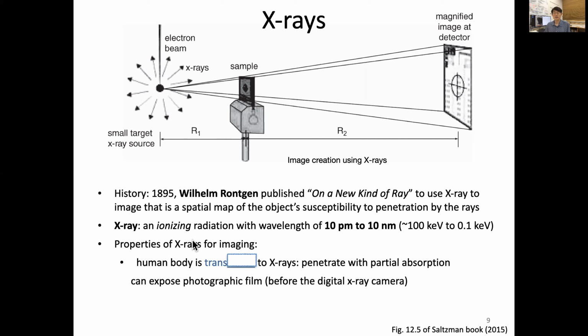So the property of X-ray for imaging is that our human body is translucent to X-ray, which means the X-ray can penetrate with a partial absorption, which can expose photographic film in the past, and now we have digital X-ray cameras. Translucent means it's in between transparent and opaque. So that gives us a cool way of looking, for the first time, through the inside of the body.